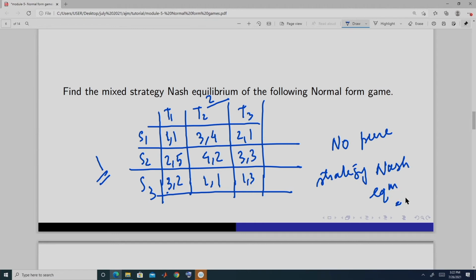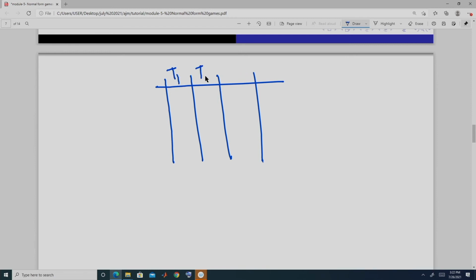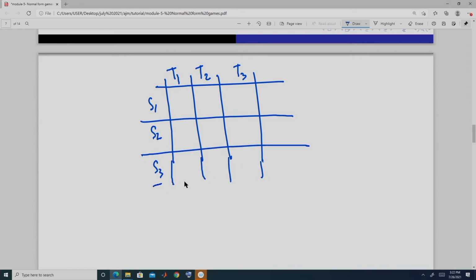No pure strategy Nash. So, let us find the mixed strategy Nash. So, we have found that there is no pure strategy Nash equilibrium.